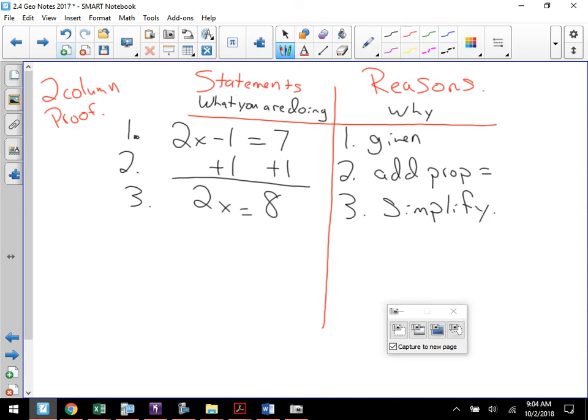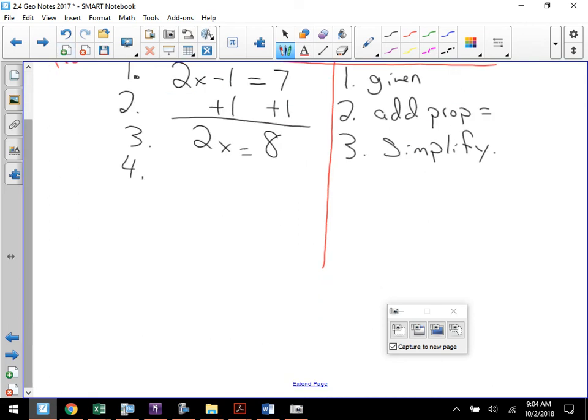Okay? What do you do next? Divide both sides by 2. Am I dividing on both sides of an equal sign? Okay. So I show it. I'm dividing both sides by 2, which means I use the division property of equal. Everybody okay with that symbol for division?